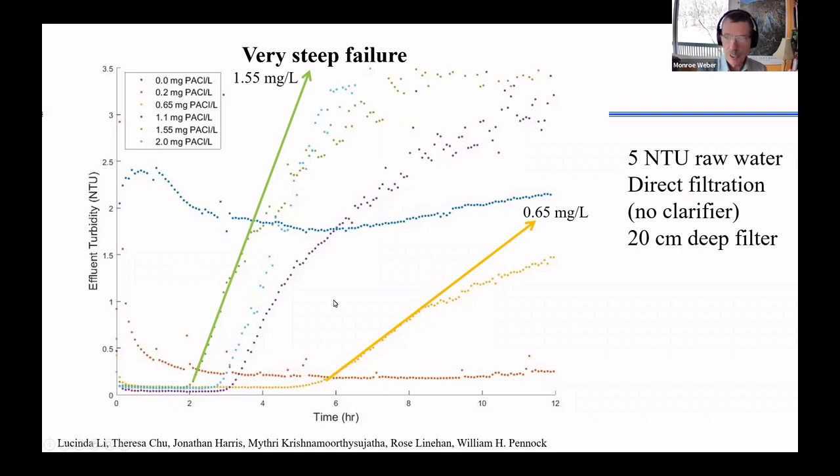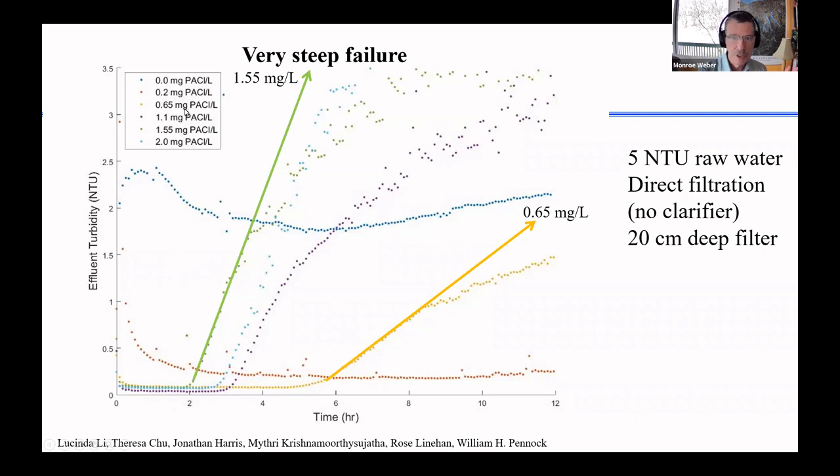So that's interesting. And they didn't actually take that one to failure, like it was still working when they quit. And then we'll increase the coagulant dose a little bit more, go up to 0.65. Now we're the yellow dots, and look at this. Now it starts failing around 6 hours. You see that? The turbidity starts rising up, maybe a little bit before 6 hours, and it just goes up.